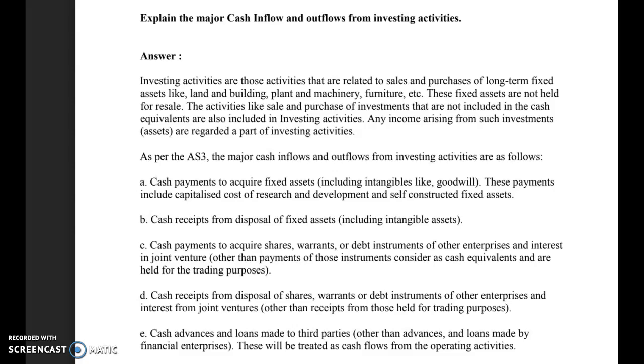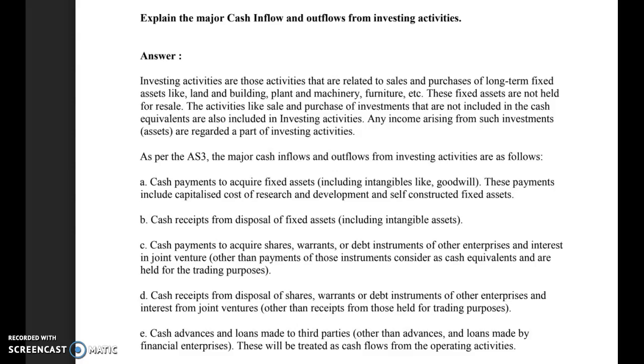And the activities like sale and purchase of investments that are not included in the cash equivalents, because in cash equivalents we will take only the short-term marketable securities or short-term investments, are also included in investing activities. Any income arising from such investments is regarded as part of investing activities. So under this part, we will calculate cash inflow and outflow from investing activities.